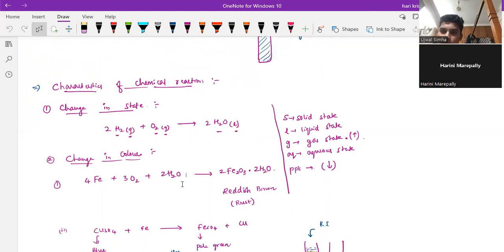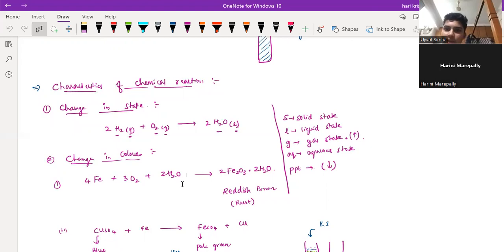The state of the substance is mentioned in the brackets. H2 with a bracket, that is the gas. O2 with a bracket, that is the gas. H2O with L in the bracket, that is a liquid. So S for solid, L for liquid, G for gas, AQ for aqueous, and the down arrow is for the precipitate. So this indicates the state of the substance. So what is PPT? Precipitate.